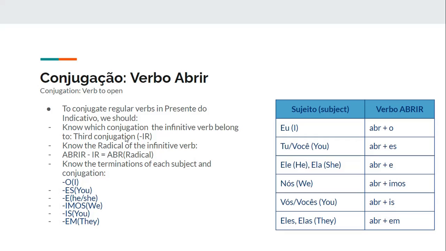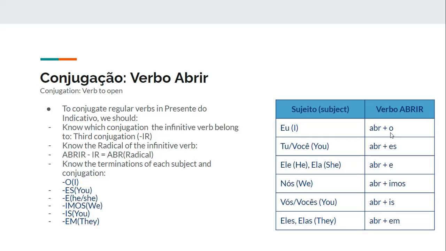So here, third, ir, and then you need to do this to get the radical: the infinitive minus the termination. For this part, you can copy, so abrir minus ir, and then we have abr, which is the radical. And last, this part you can always copy and paste from that table that I showed. This part in parentheses you really don't need to do, only if you are still confused about it. And then that's how you conjugate, because later you add first the radical, abr, plus the termination.